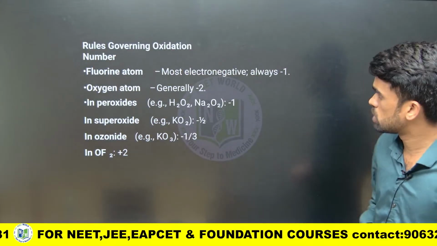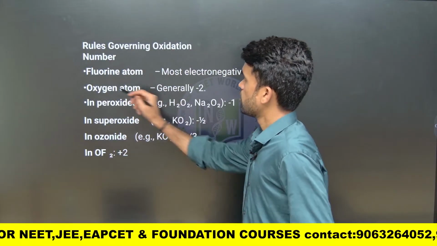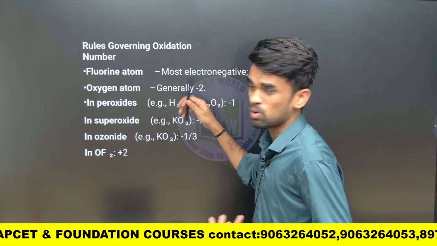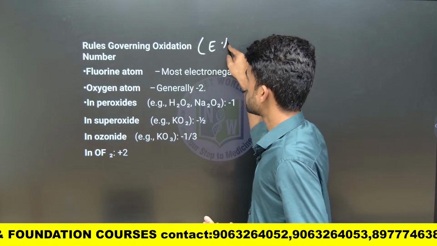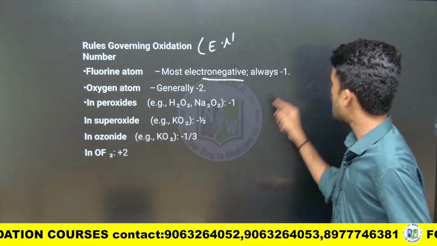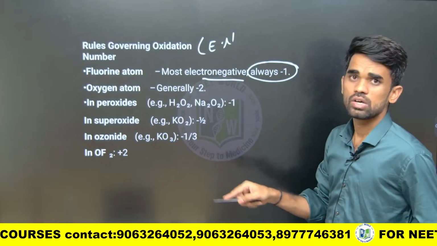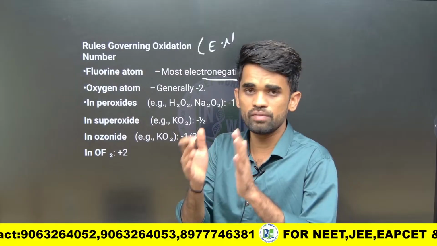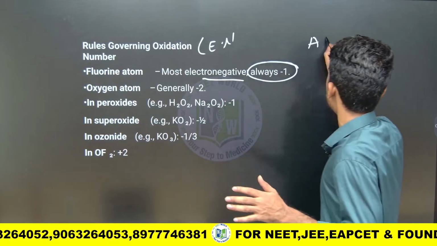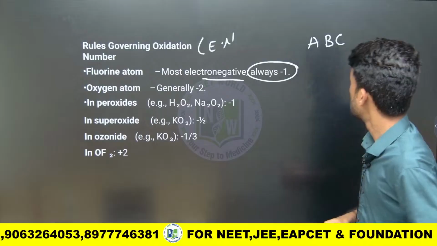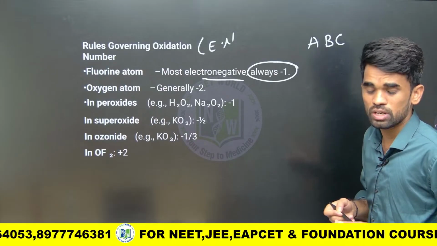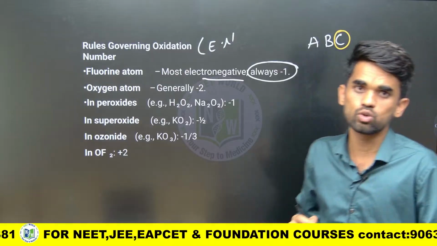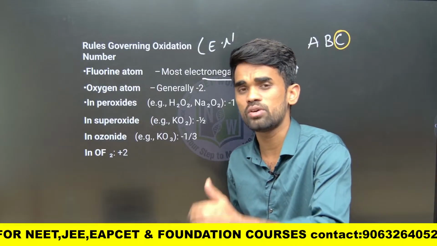So there are some rules. So what are those rules? These rules are based on what? Electronegativity only. So the most electronegative atom always gives -1. In the combined state, if we are looking at different elements, like let us say A, B, C are the different elements we have. Out of this, which is more electronegative? Let us say C is the more electronegative atom. So C should have the negative charge and the more electropositive should have positive charge.